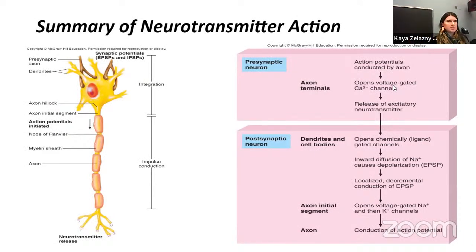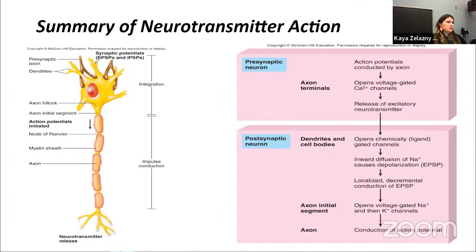So if we summarize what's going on here in our whole picture, we have our presynaptic neuron firing off an action potential in response to a signal. That action potential comes down to our axon terminal. It's going to open voltage-gated calcium channels, and we can see this happening at the other end of this neuron as well, releasing our neurotransmitter.